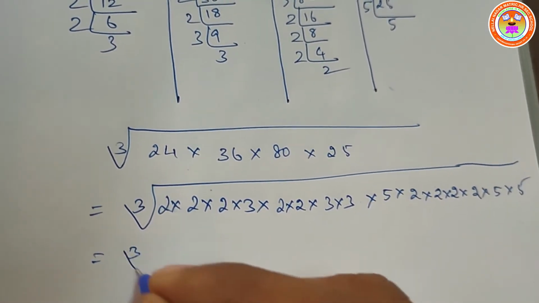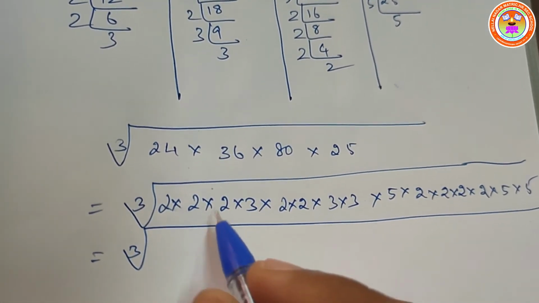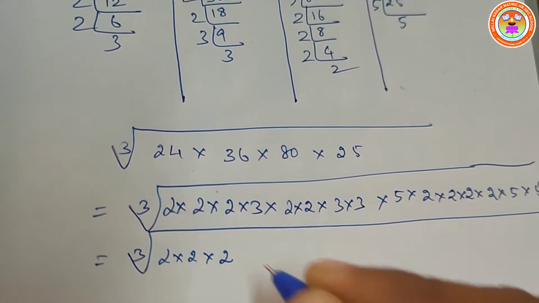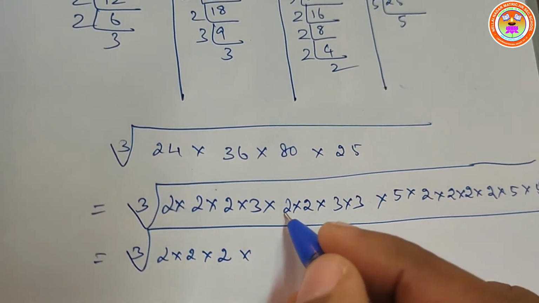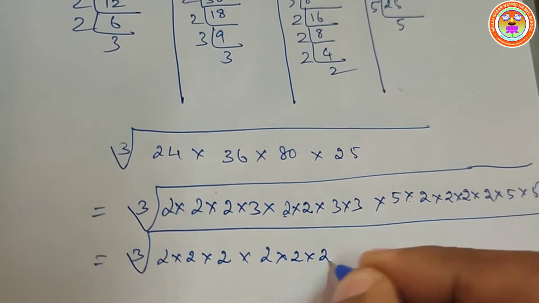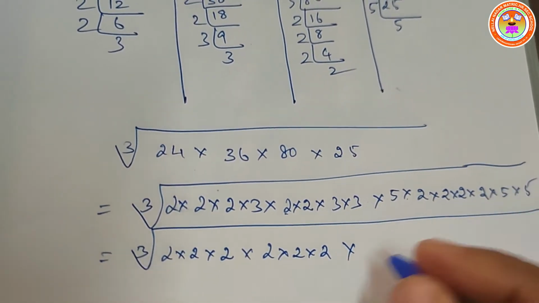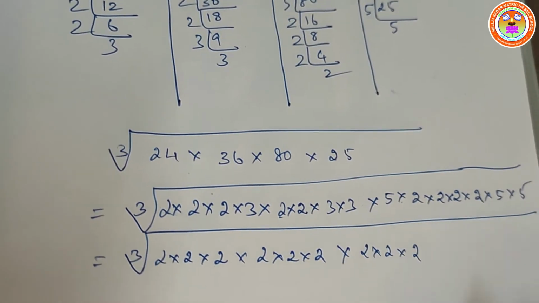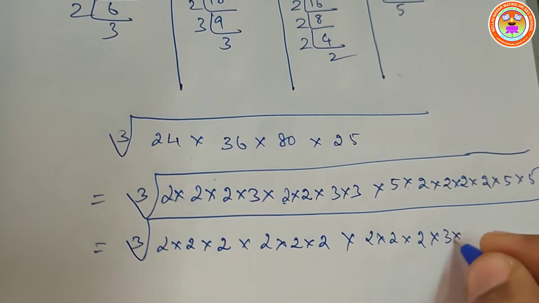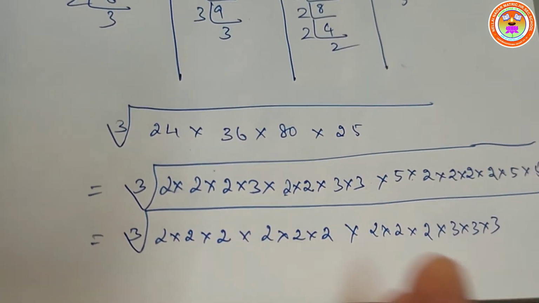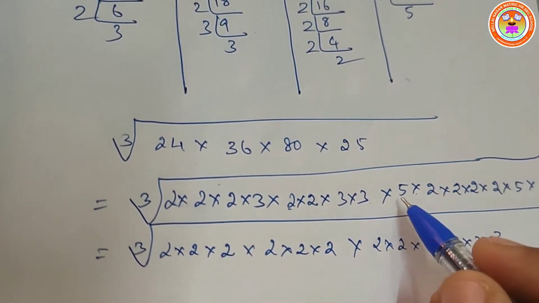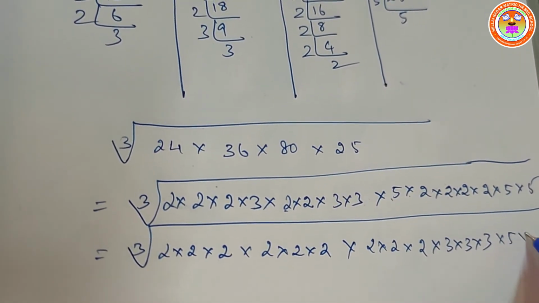After that, for the numbers you write 2 into 2 into 2, and again 2 into 2 into 2, 2 into 2 into 2, again 2 into 2 into 2, 2 into 2 into 2, then you go for 3 into 3 into 3. You have to pair the numbers, separate the same numbers, 2s on one side, 3s on another, and 5 into 5 into 5.